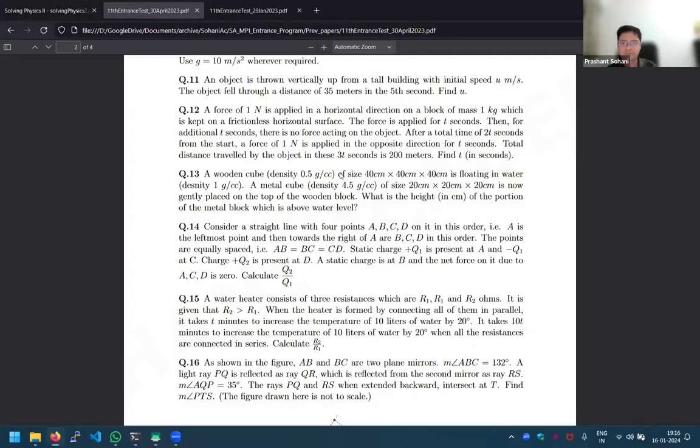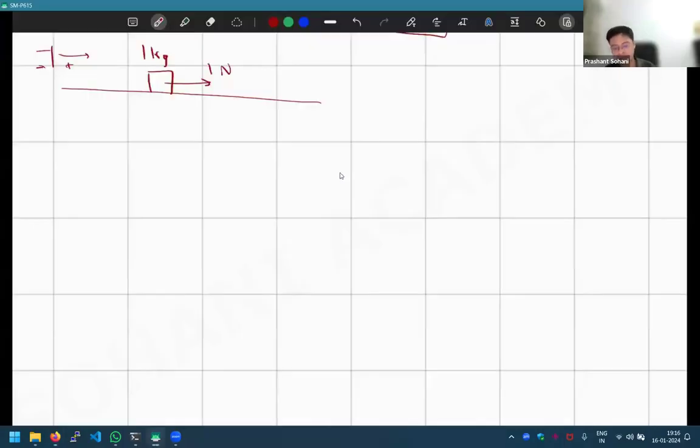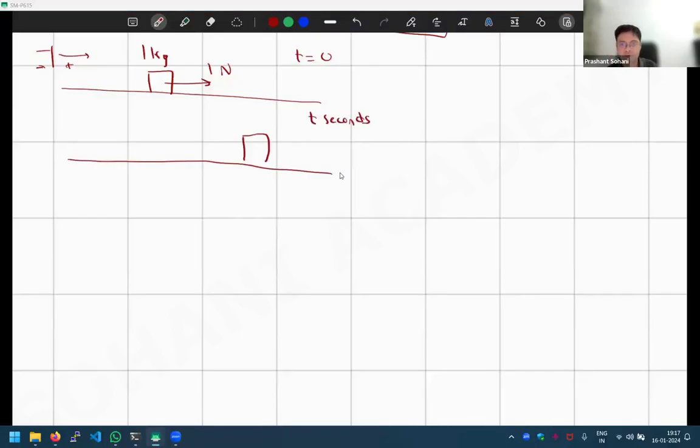And the force is applied for t seconds. So the initial picture is the picture at time t equal to 0. Then for a while, the object will keep accelerating and traveling to the right. So after some time, t seconds, generally not using the same letter is recommended, but here I'm using t for both. It's okay.